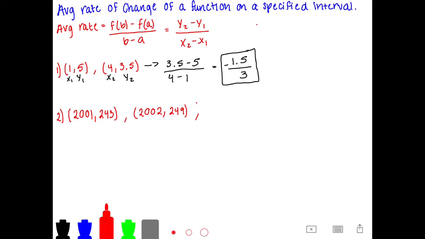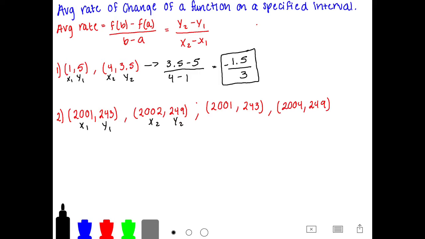Alright, so we also have 2001, 243, and 2004, 249. Then we'll label our x1, y1, and x2, y2. Solving this problem follows the same procedure as the first one, but it's just going to be two different average rates of change.